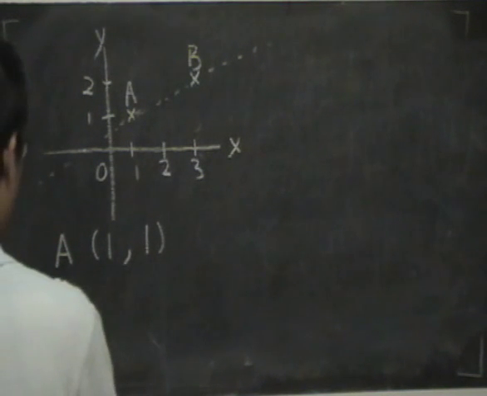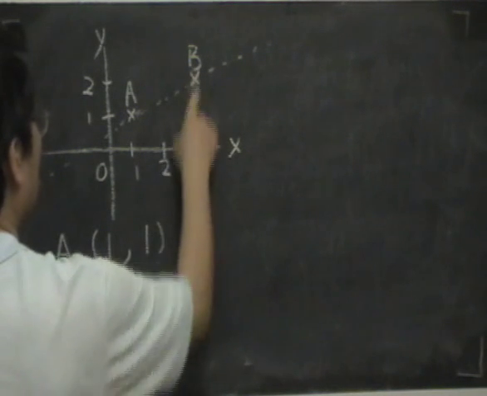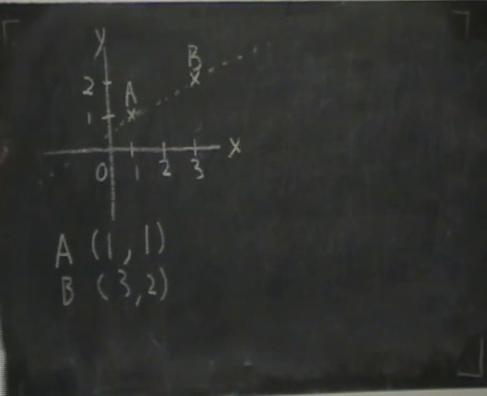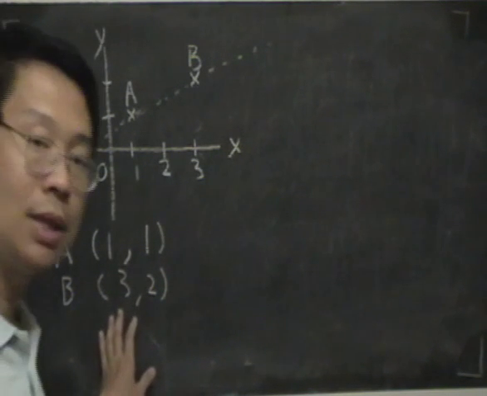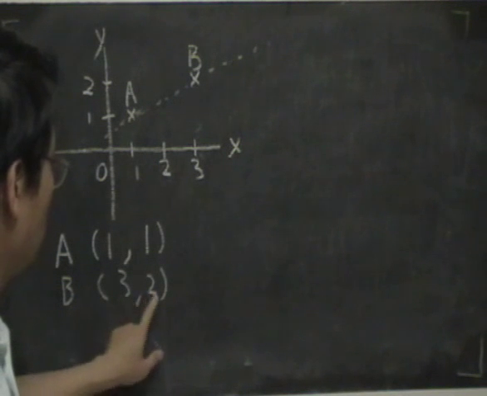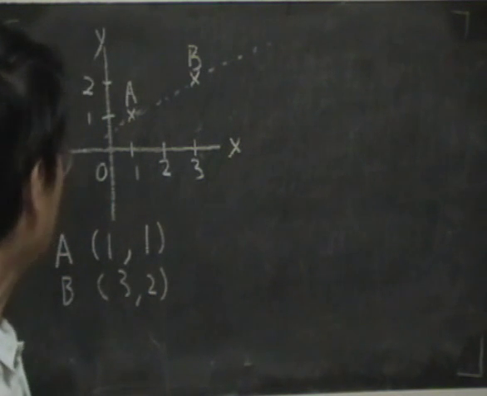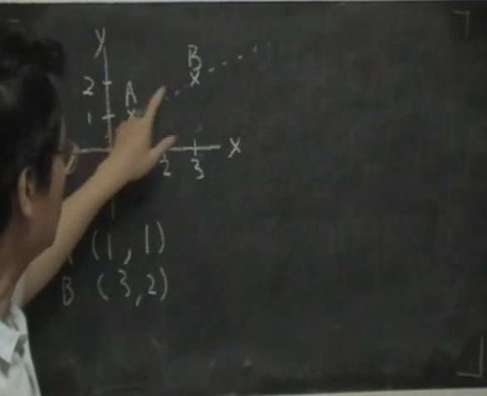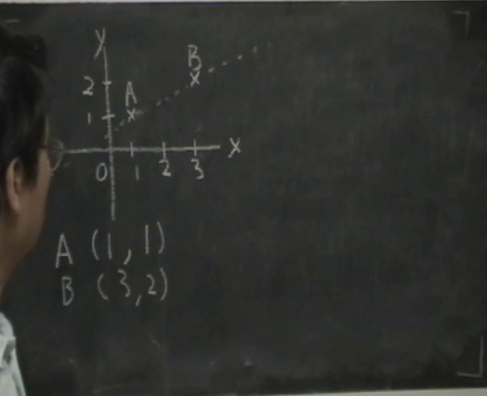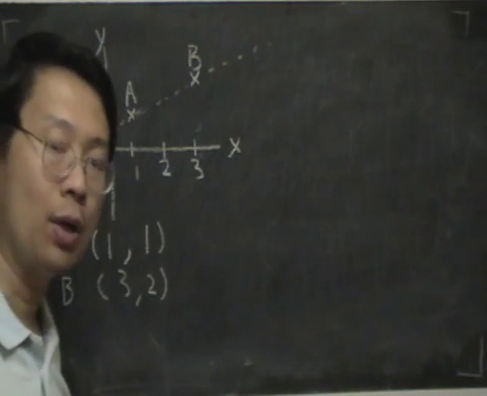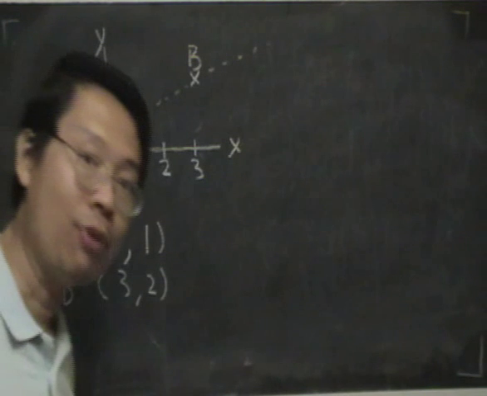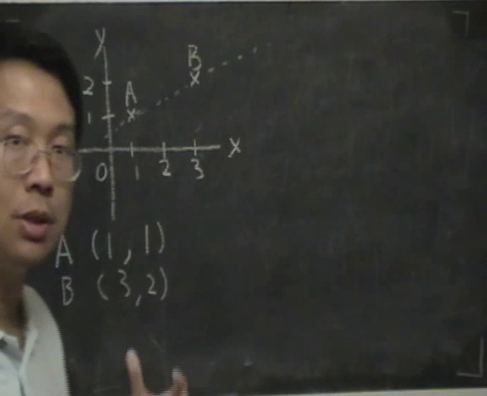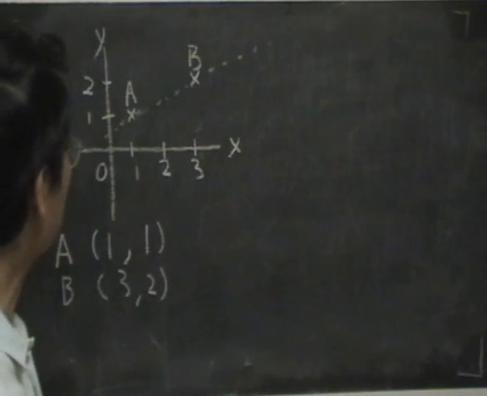And for the point B, I have 3 and 2. So (3, 2). So point B represents this set of numbers. X is 3, y is 2. Okay, so the question is, if I know the positions of these 2 points, or the x and y values of the 2 points, can I calculate the gradient, and can I find the equation for that straight line?